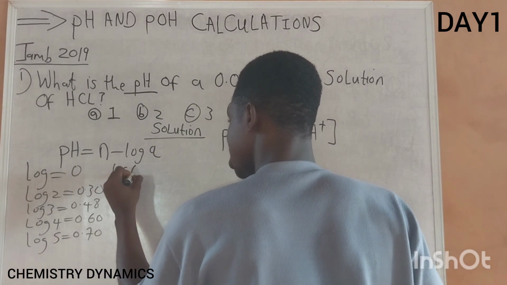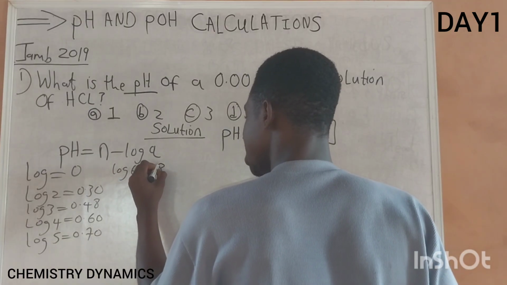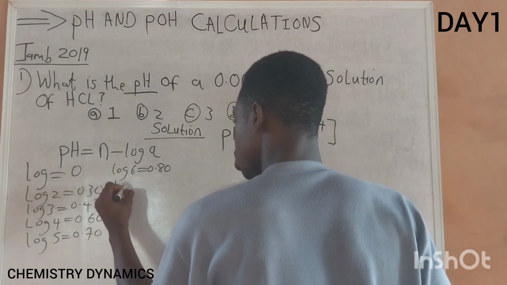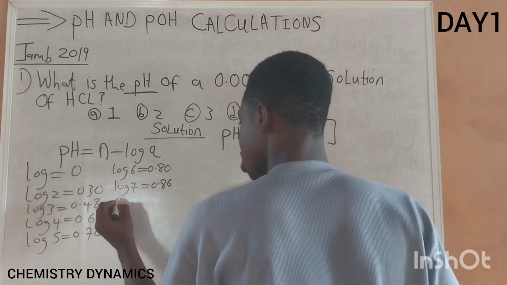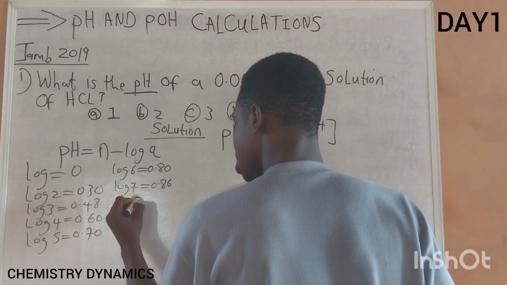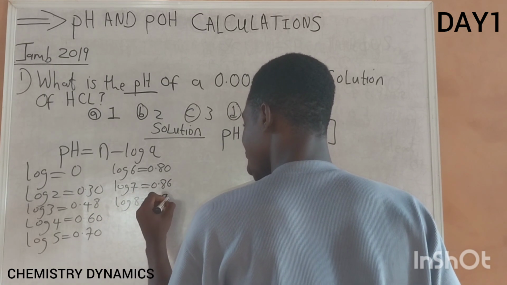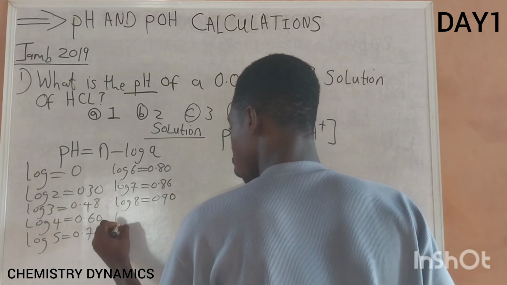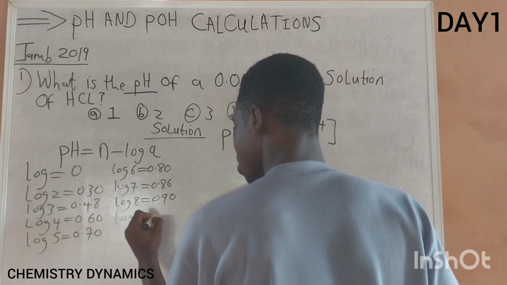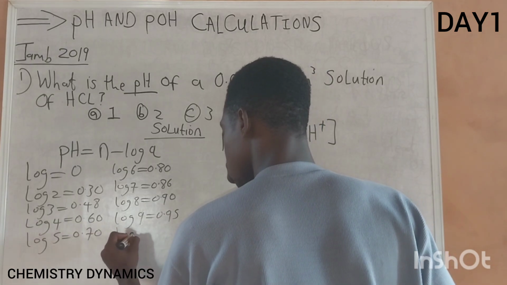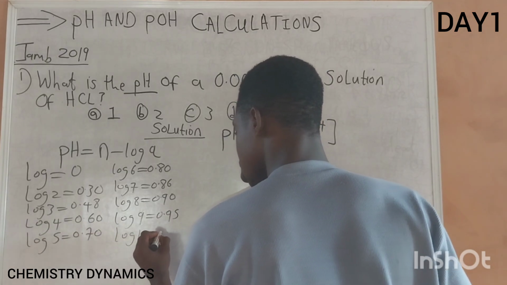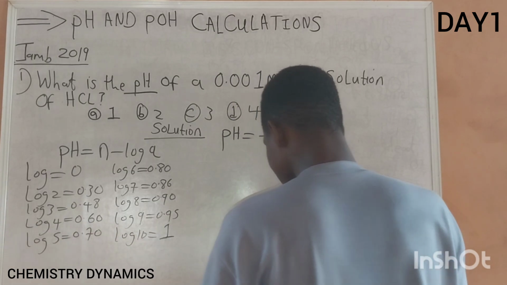Then log 6 equal to 0.80. Then log 7 equal to 0.86. Log 8 equal to 0.90. Log 9 equal to 0.95. Then finally log 10 equal to 1. Please take note of this.